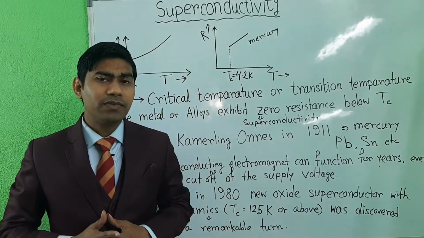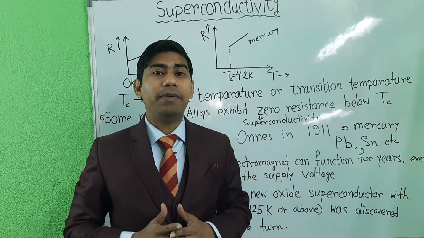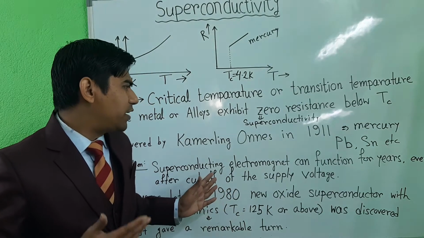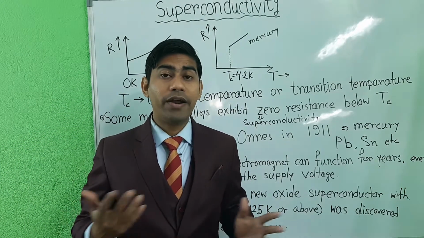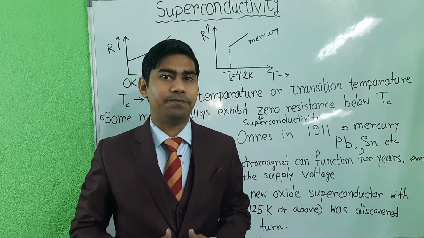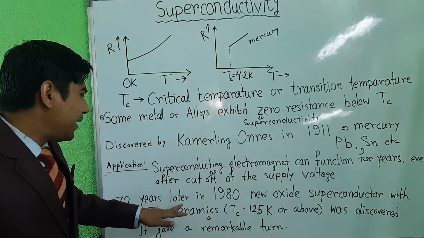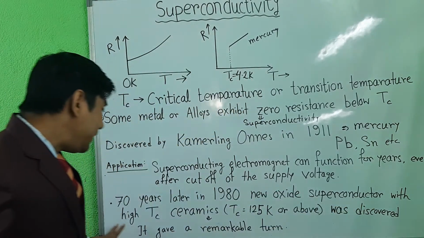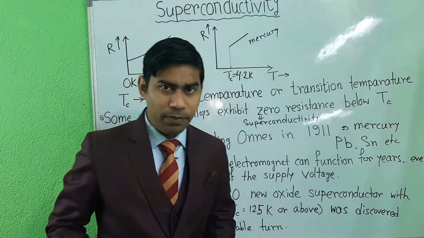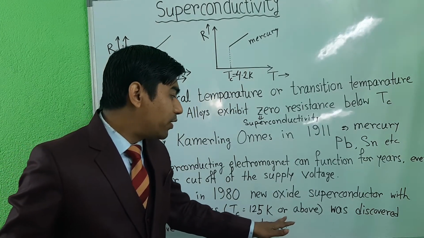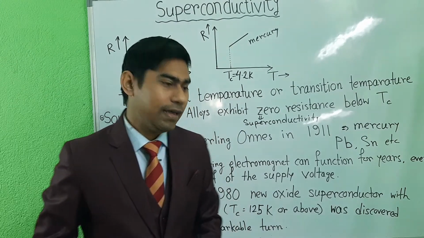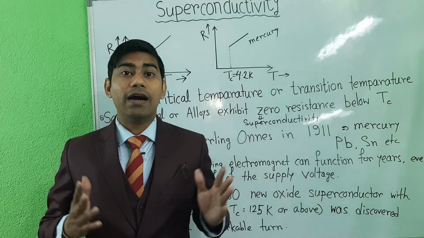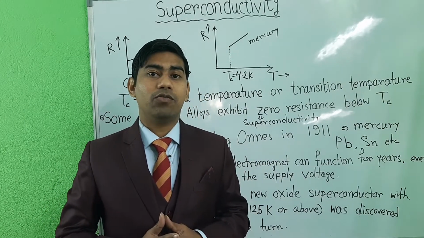But unfortunately, the maintenance of liquid helium temperature is very expensive and difficult. So, efforts were therefore made to produce superconductors at higher temperature. 70 years later, in 1980, new oxide superconductors, high Tc ceramics whose critical temperature is 125 Kelvin or above, were discovered, and it gave a remarkable turn, and new high temperature superconductors were discovered.